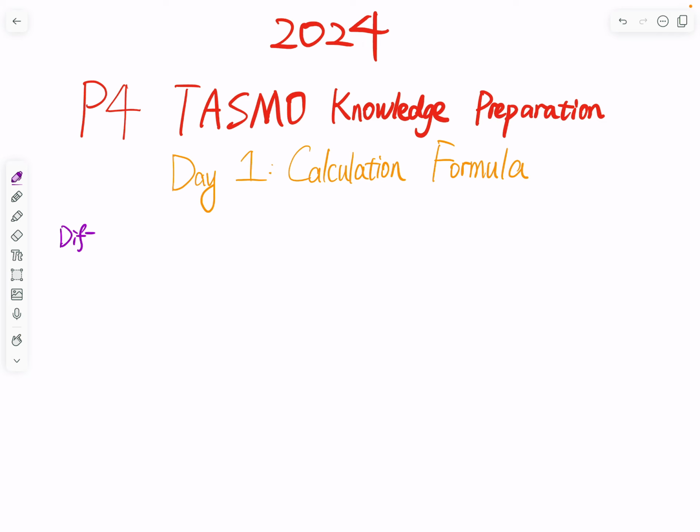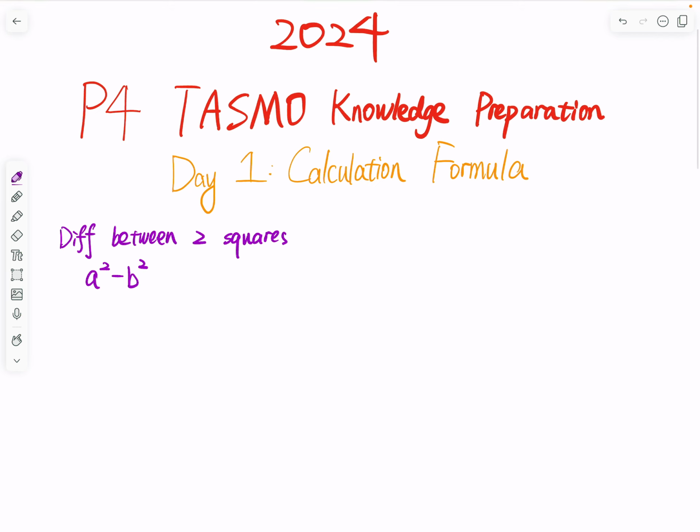The difference between two squares should be like a squared minus b squared. So how to prove that? I will tell you the formula: a squared minus b squared equals a minus b times a plus b. And if you calculate from right to left, it will be very easy, right?